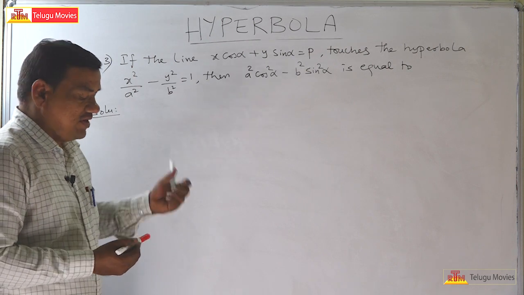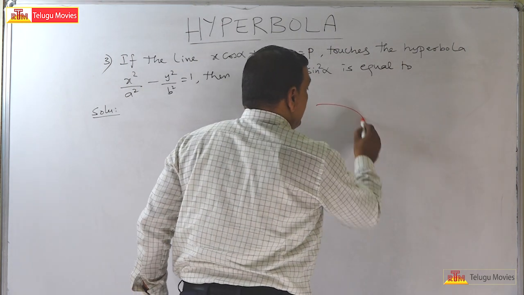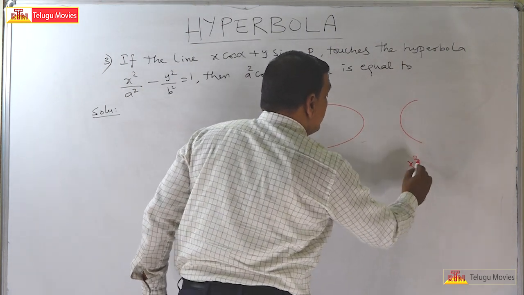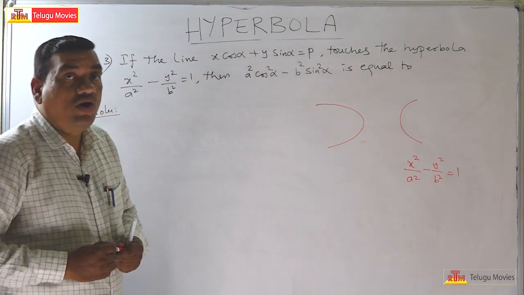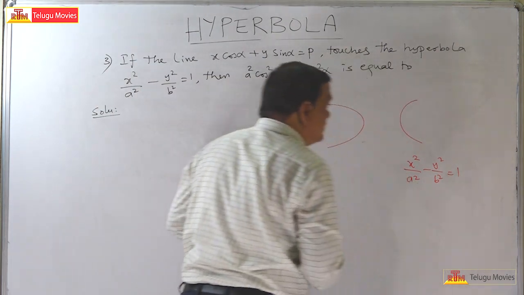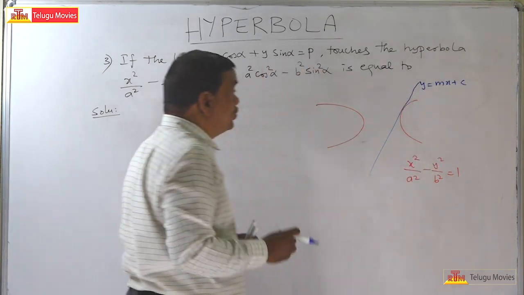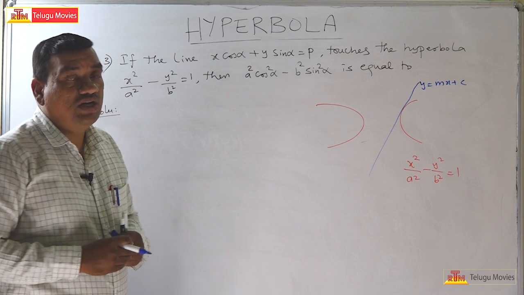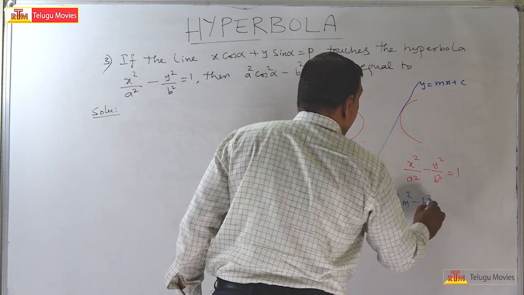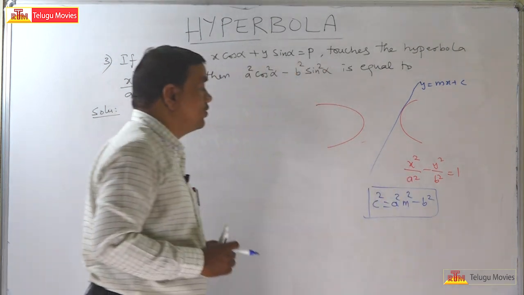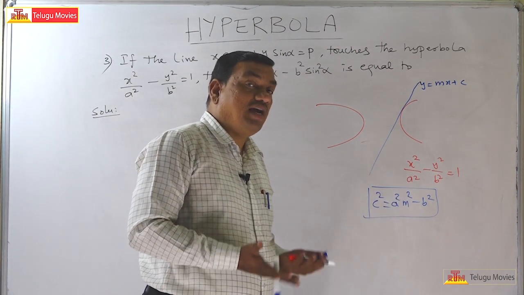Whenever this type of problem is given, you should know the basic level concept. What is the basic level concept? If the hyperbola equation is x square by a square minus y square by B square is equal to 1, in the standard form, and there is a line y is equal to mx plus c, and this line happens to be tangent to that hyperbola, the condition is c square is equal to a square m square minus b square. For a hyperbola you will get minus, for an ellipse you will get plus, that's all.